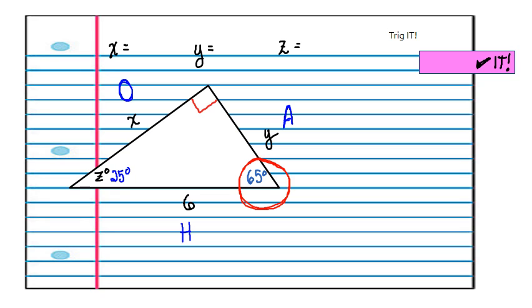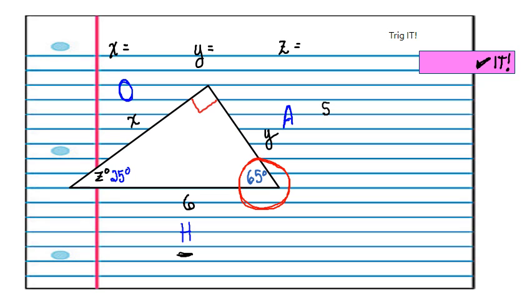Now we're going to work on the setup, third finger. Which trig are we going to use? Well, we're looking for O's, we're looking for A's, but we have an H. So that means we're either going to use sine or cosine. May as well start with sine first.